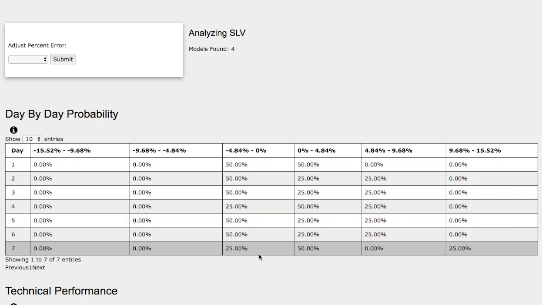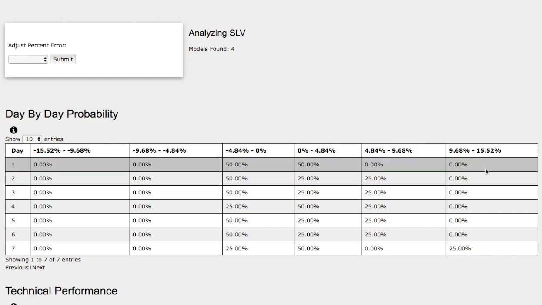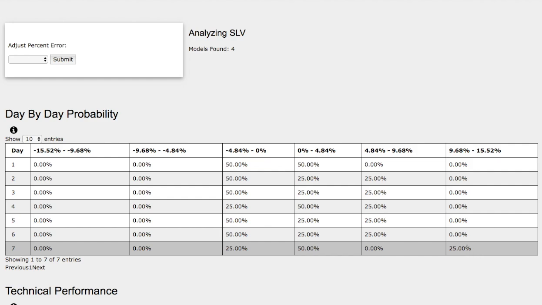And now let's examine the day-by-day probability model for silver futures. As we progress to the 7th day, we have a 50% chance for silver to climb between 0 to 5%. And in the extreme case, we have a 25% chance of silver climbing between 10% to 15%. And to the downside, we have a 25% chance for silver to fall between 0 to negative 4.8%.